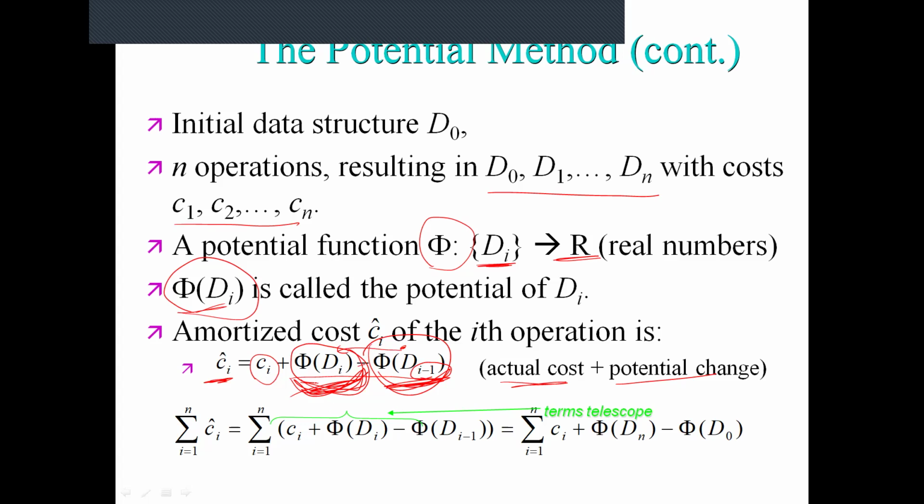This is just for a single operation, C-hat of i. Suppose you're taking the summation for a sequence of n operations, then you get something like this: the summation of Ci plus phi of Di minus phi of Di minus 1, the whole summation. You know that when we subtract phi of Di minus 1 for every term of i from 1 to n, this becomes a telescoping series, like D1, then D2 minus D1, then D3 minus D2, and so on.